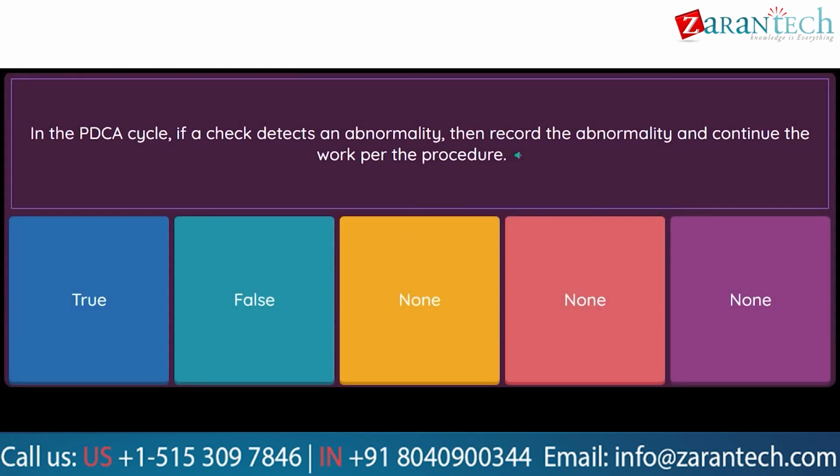Question: In the PDCA cycle, if a check detects an abnormality, then record the abnormality and continue the work per the procedure. Option 1: True. Option 2: False. Option 3: None. Option 4: None. Option 5: None.